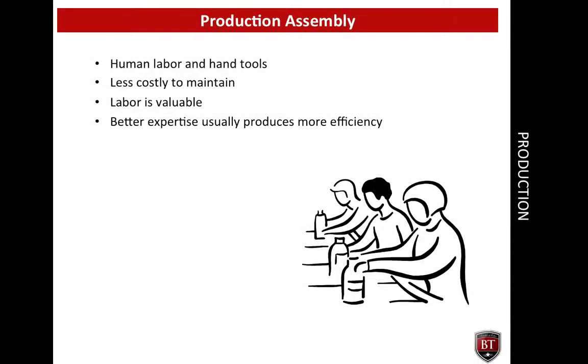There are times when production consists of only an assembly process. This process generally requires human labor and hand tools. This type of production is less costly to maintain, and labor becomes your most valuable part of getting parts produced. Usually, the labor gains a certain level of expertise from performing the assembly tasks and adds value to the process. For example, the longer a laborer does the job repetitively, the more efficient he or she becomes at the task. An increase in efficiencies usually decreases the cost for the organization.